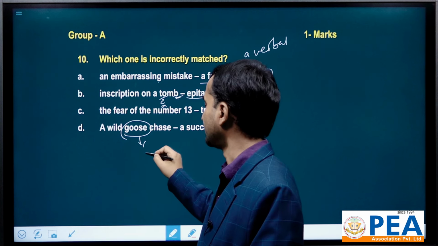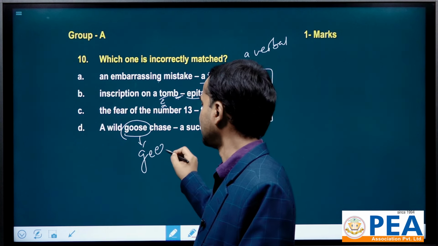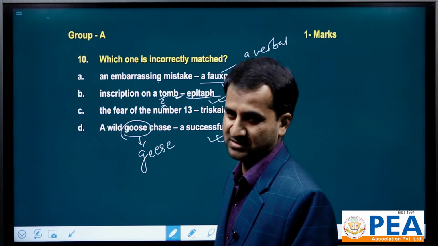What is the plural of this one? Geese, G-E-E-S-E, geese. Goose means horse. Okay.